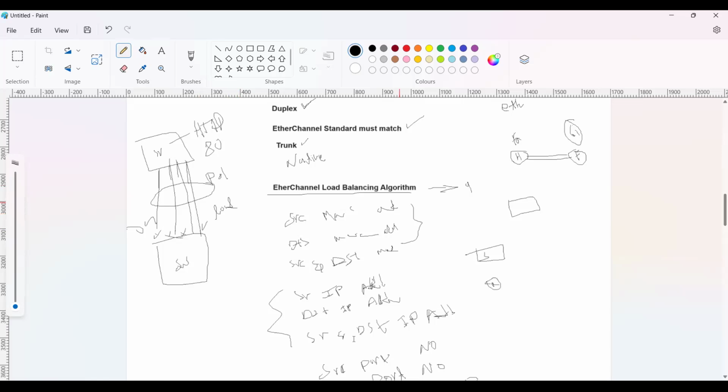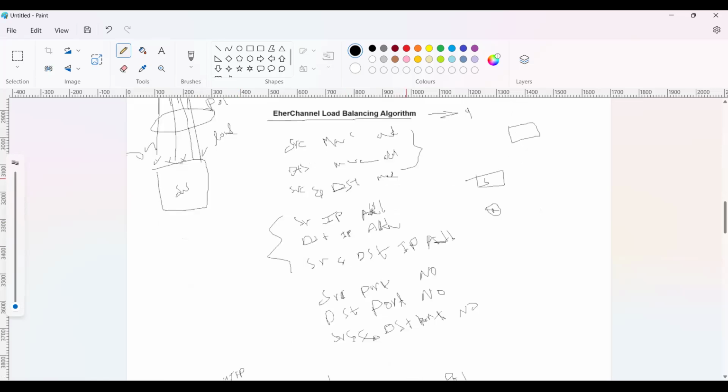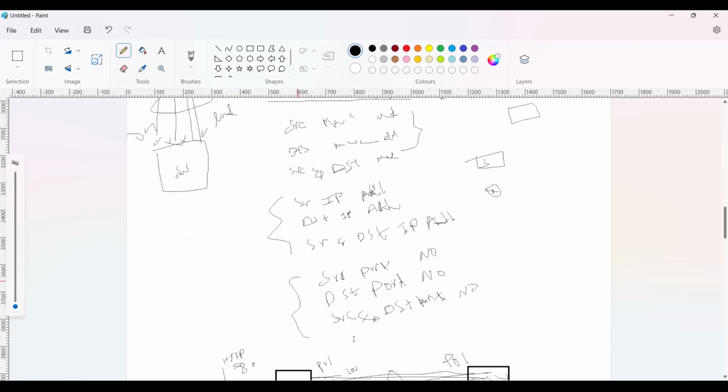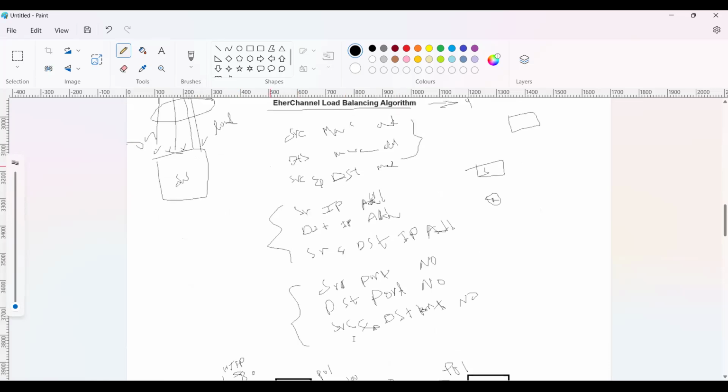And here, how will load balancing work? Load balancing works with the help of these algorithms: based on MAC address, based on IP address, based on port numbers.